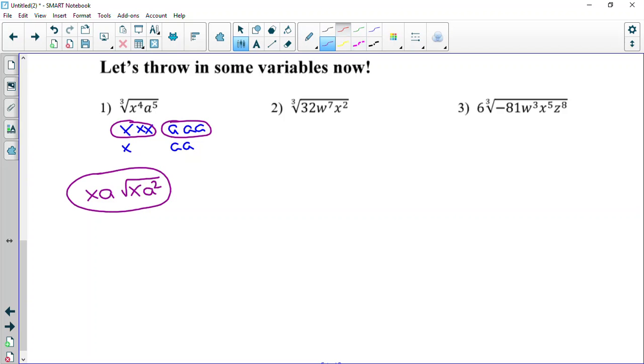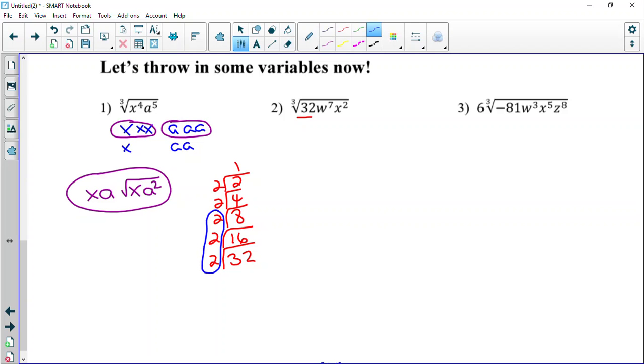Now what happens if we have a number underneath? Well, then we have to simplify that number first. So I'm going to birthday cake that 32. I can go in 16 times. There we go. So I'm going to look for my triples that way. So I've got one set of triples.